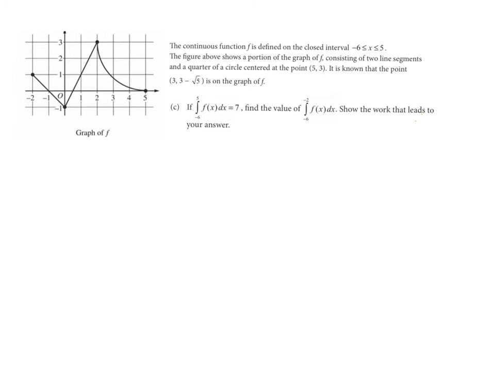So the first thing I'm going to do for this problem is write a relationship between the two things that they actually mention in that part of the problem. The first thing that they mention was the integral from -6 to +5 of f of x. The second thing they mention is the integral from -6 to -2. So I know that the integral from -6 to 5 is the sum of the integral of -6 to -2 plus the integral from -2 to +5.